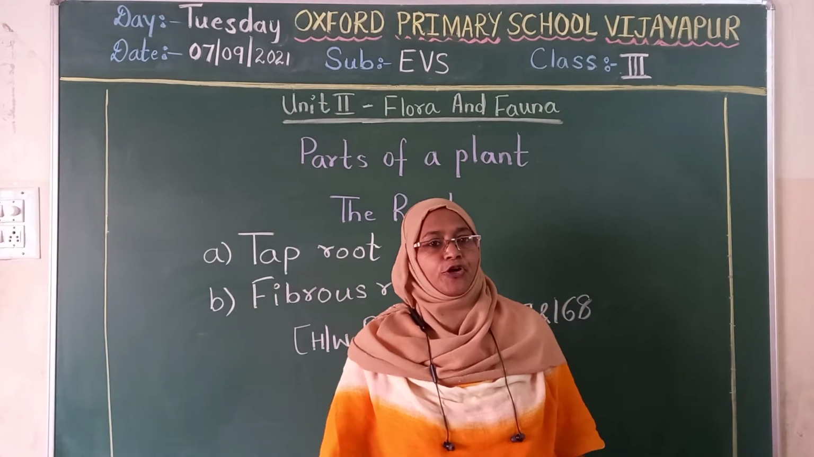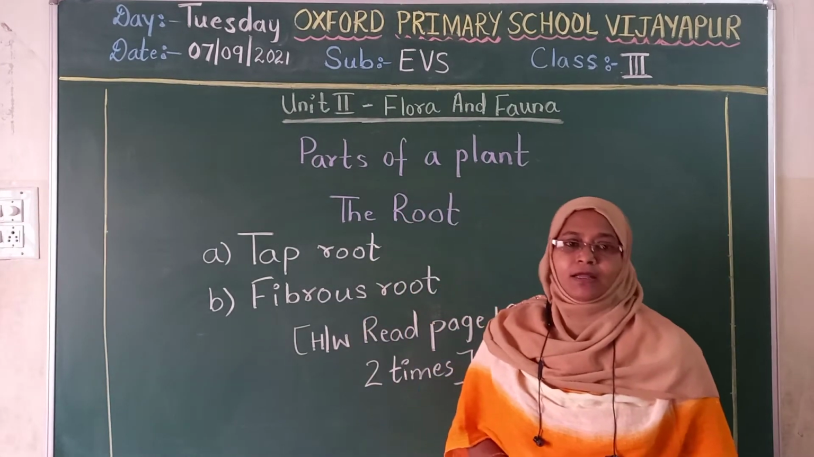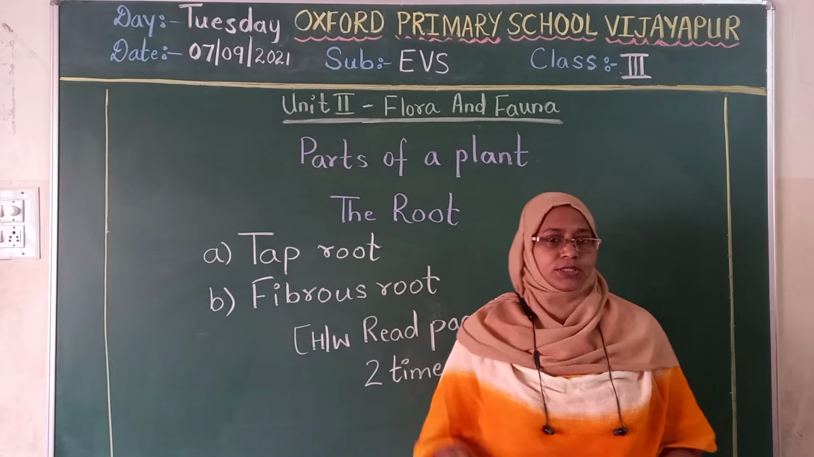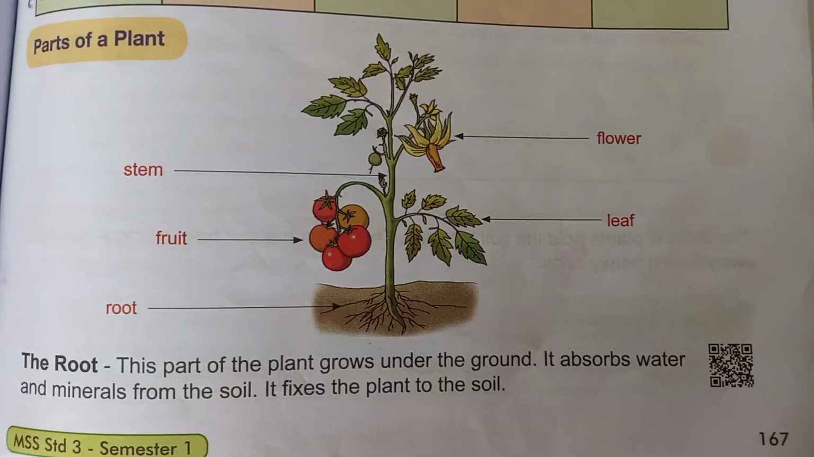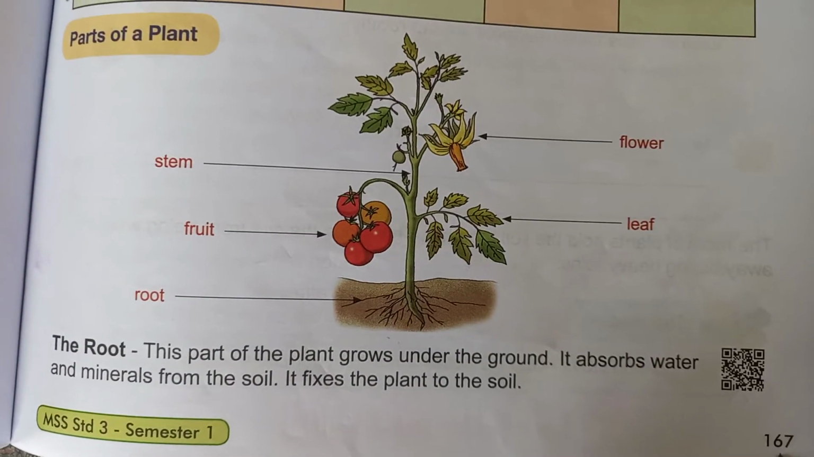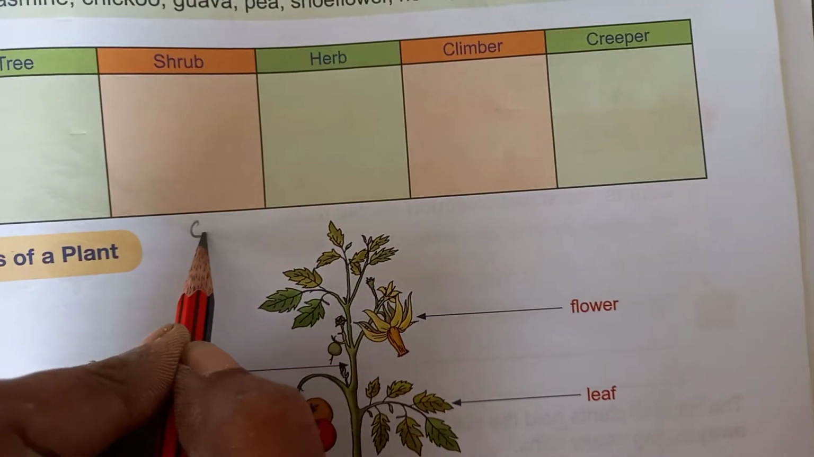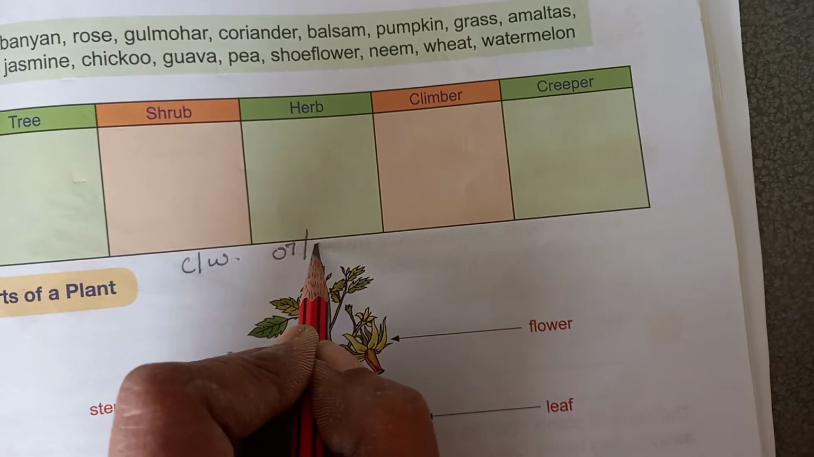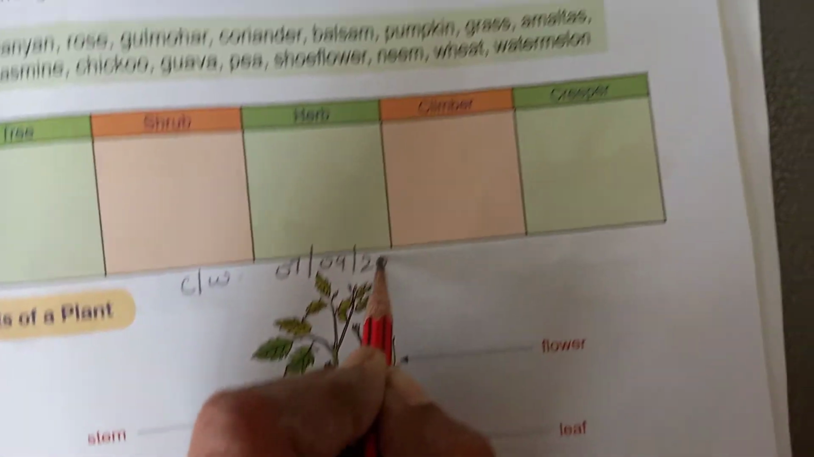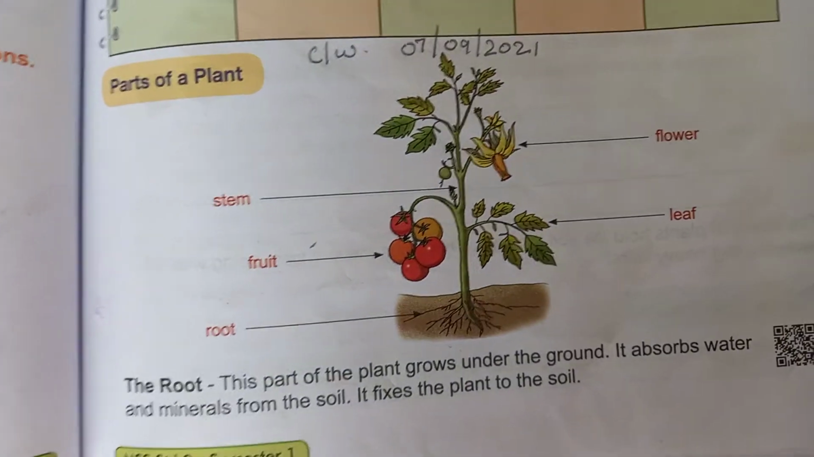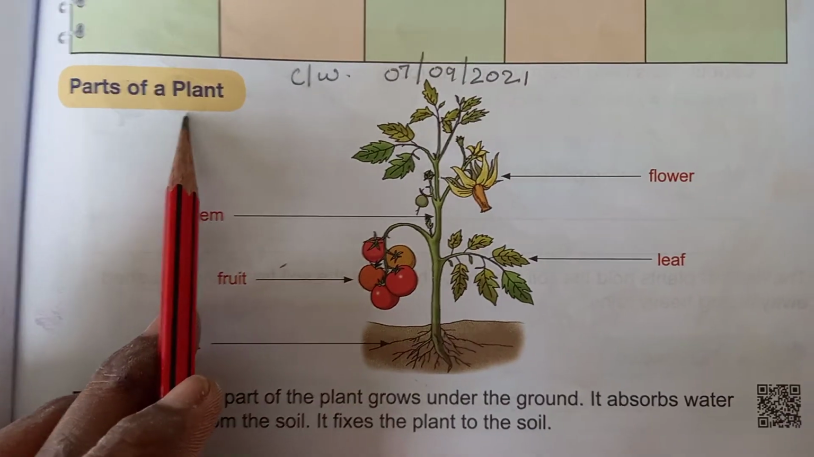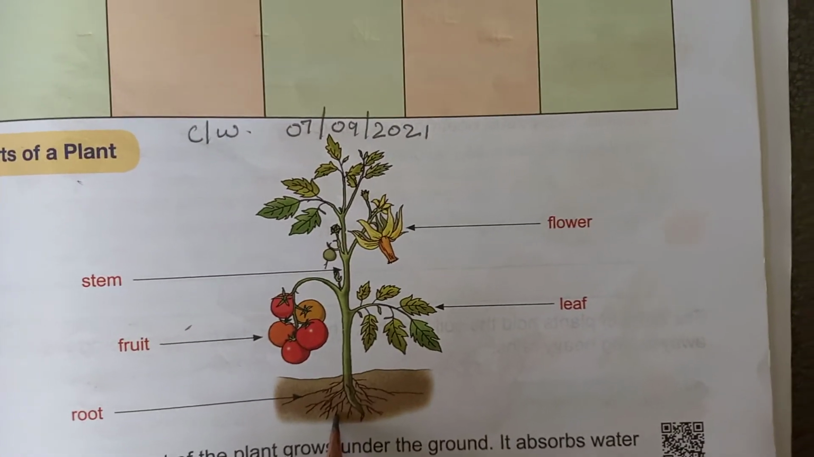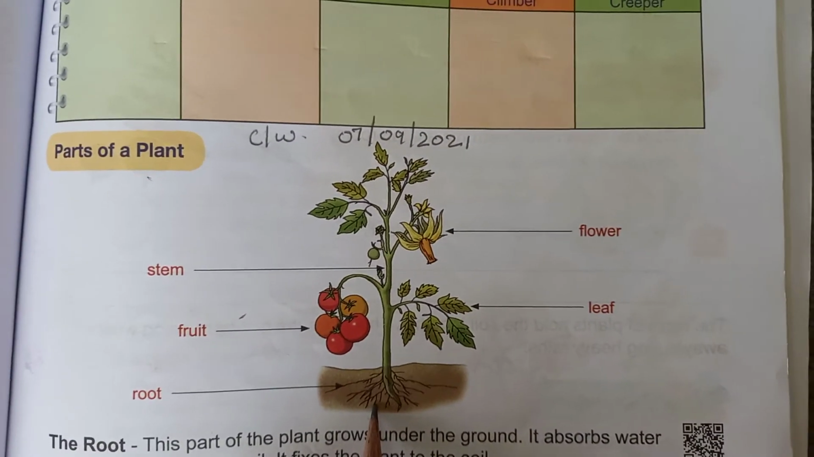Now children, open your textbook, page number 167, we will read it and tomorrow we will learn more about the roots. Okay. See children, open page number 167. Write here classwork, and today's date is 7th of September 2021. See, what is this? Parts of a plant. Now see, what is this? This is a plant. Already you have learnt about it in your first standard and second standard also.